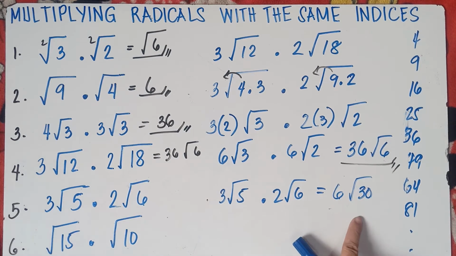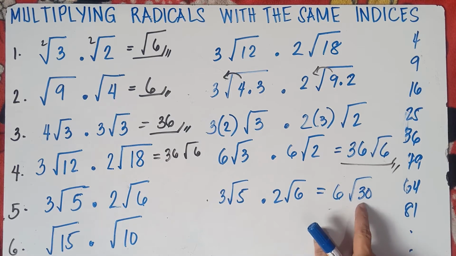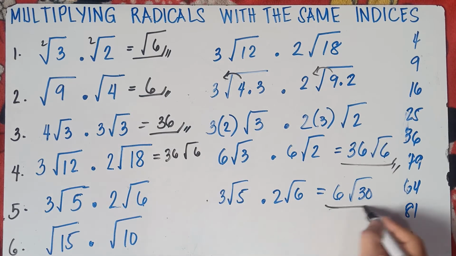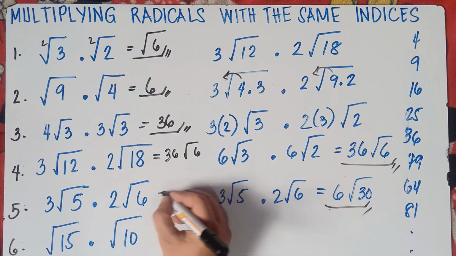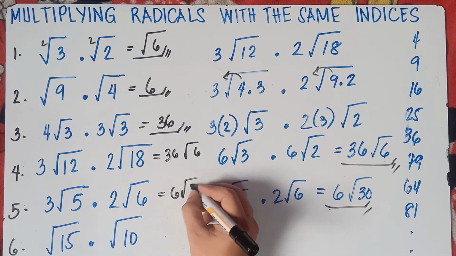Can we simplify the square root of 30? You find two numbers, one a perfect square and the other not, that when you multiply, you get 30. Nope, there is none. So this will be our final answer for number 5. That would be 6 square root of 30.